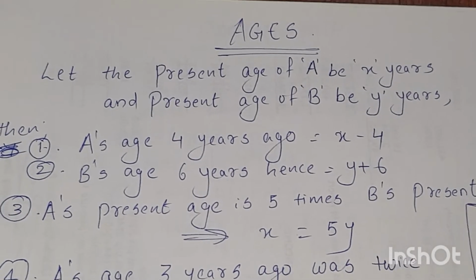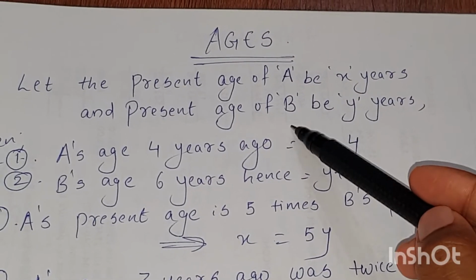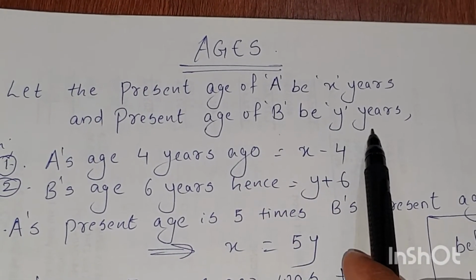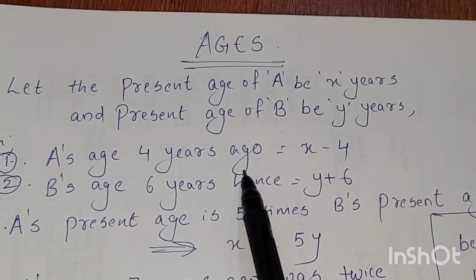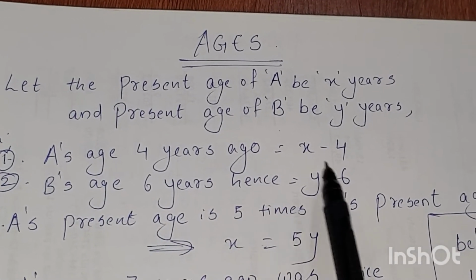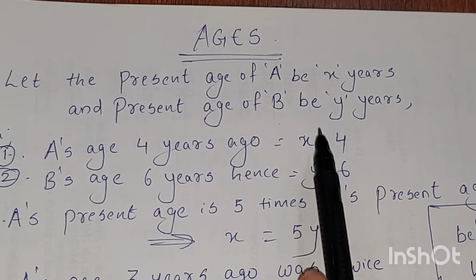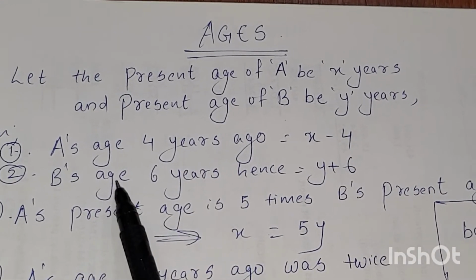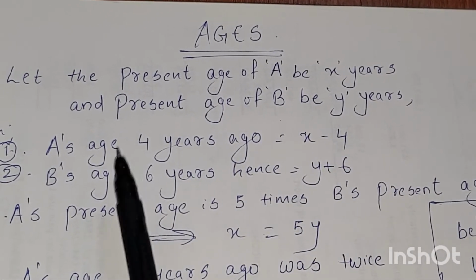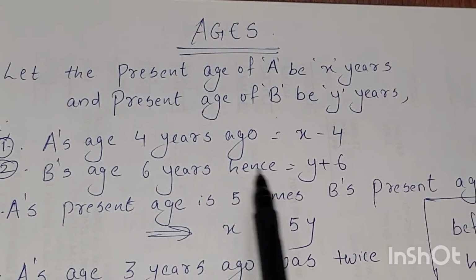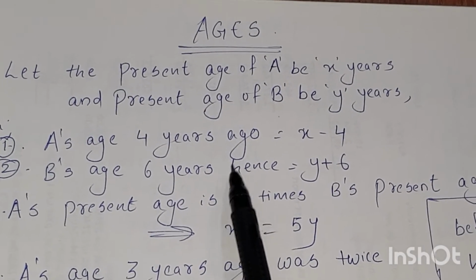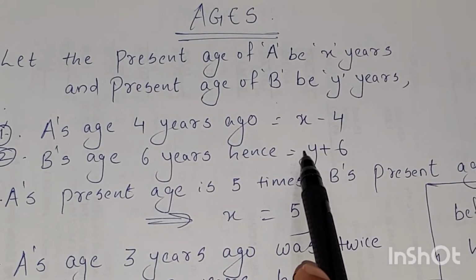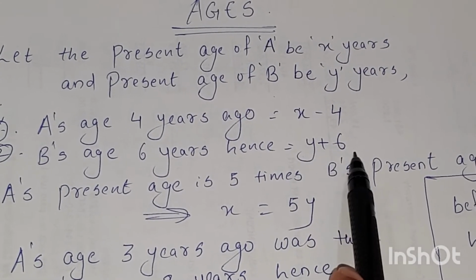Going to the next topic, ages. Let A and B be the two persons. Let the present age of A be X years and the present age of B be Y years. Then A's age 4 years ago was X minus 4, because A's present age is X and before 4 years A's age was X minus 4. Then B's present age is Y years, and B's age 6 years hence. Hence means after 6 years. So after 6 years, what will be B's age? Y plus 6, because it is after. Present age of B is Y, and after 6 years it will be Y plus 6.